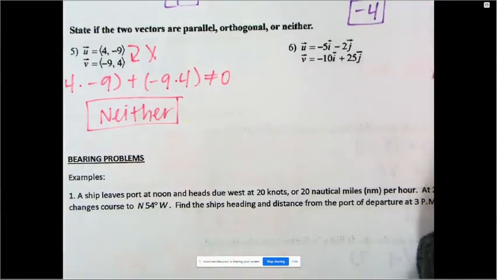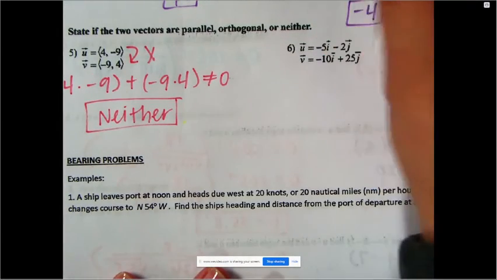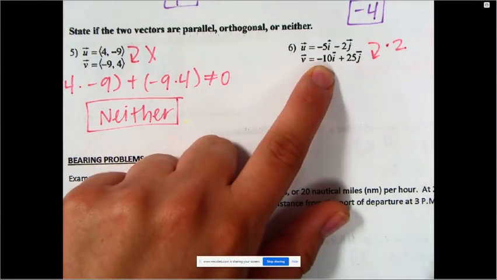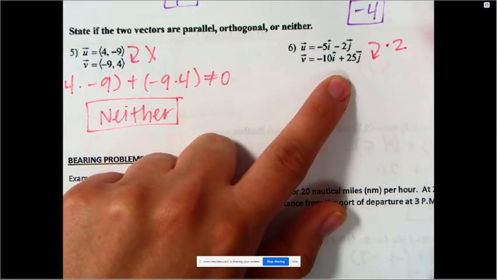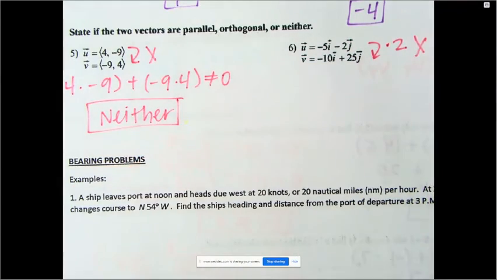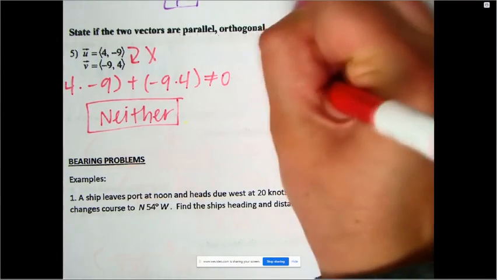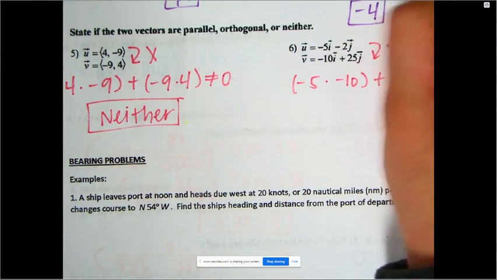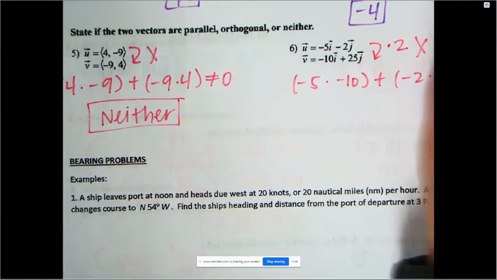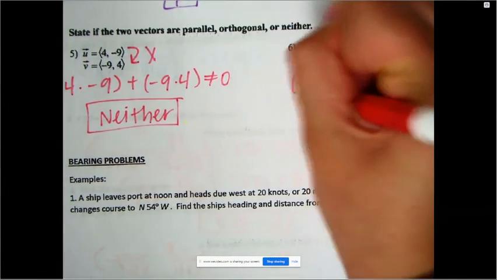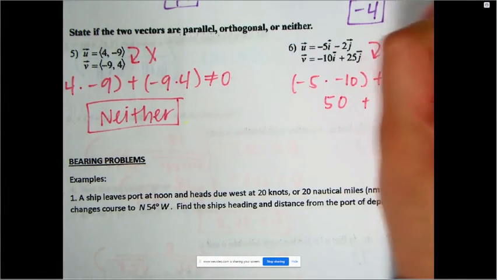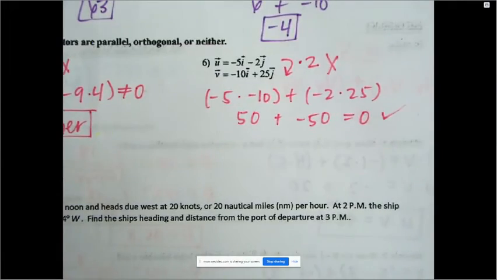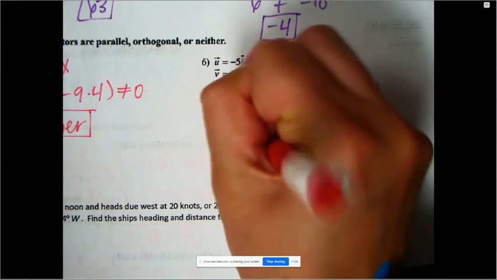Okay, this one. To get from negative 5 to negative 10, that is just times 2. Is negative 2 times 2 positive 25? No. So let's check their dot product. Negative 5 times negative 10, negative 2 times 25. That's positive 50. That's negative 50. That equals 0. So these are orthogonal.